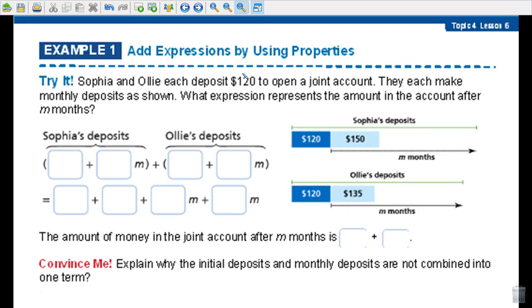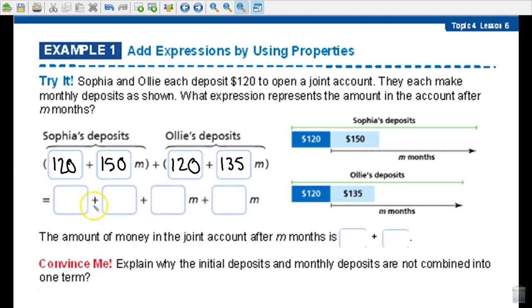Pause it real quick so you can do the try it. Okay, so the deposit is 120. That will not be monthly, so it's not attached to an M. So if I have an M attached to this number and an M attached to this number, my 120s go in the boxes without the M, okay? Then we look over here. Sophia's deposits will be 150 for M months. Therefore, it is 150 times M, okay? For Ali's deposits, we've got 135 for M months. So that'll be 135, okay?